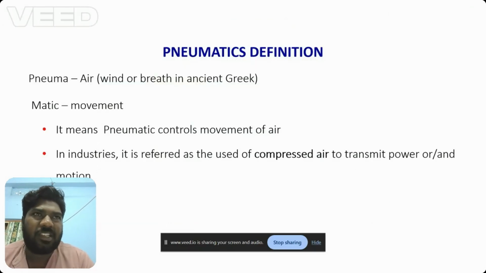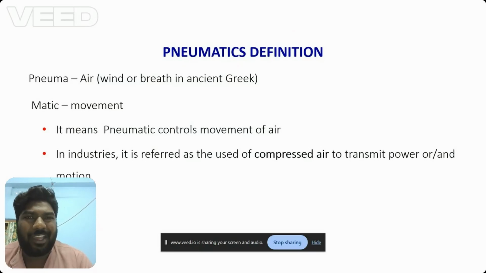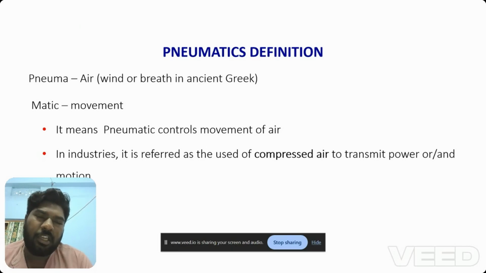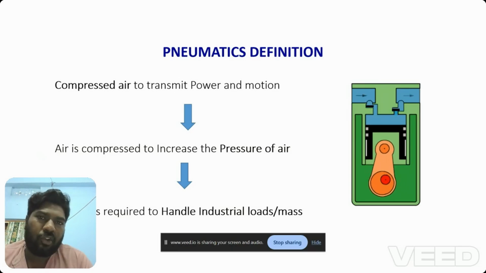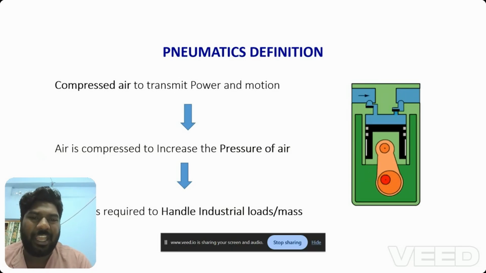Coming to pneumatics, let us go for the definition. In common language, or in English, pneuma is nothing but air. In the Greek language, pneuma is referred to as air, and matic is nothing but movement or control. If we combine these two, it is the control of air pressure energy with the help of controlled movement, and that is called pneumatics. In industries we generally refer to it as compressed air.